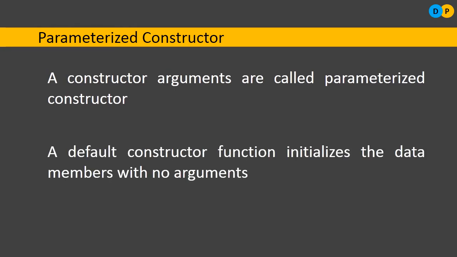Next, a default constructor function initializes the data member with no arguments. So what's the problem with default constructor? These default constructors won't consider any arguments. So without considering any argument, sometimes you'll not be able to initialize certain data members. So that's a major drawback. And also another drawback is in case for a class, if multiple objects are created, all the objects are initialized with the same set of default values. But if you want to initialize multiple objects with different set of values, then we have to use parameterized constructor.